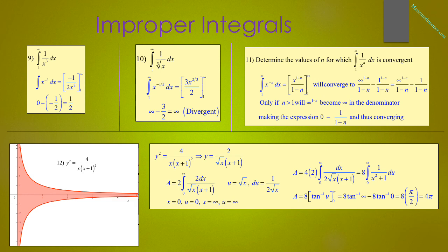So the area will equal 8 inverse tangent of u evaluated from 0 to infinity, which is 8 inverse tangent of infinity minus 8 inverse tangent of 0. And the inverse tangent of infinity is pi over 2. So our answer is 4 pi.